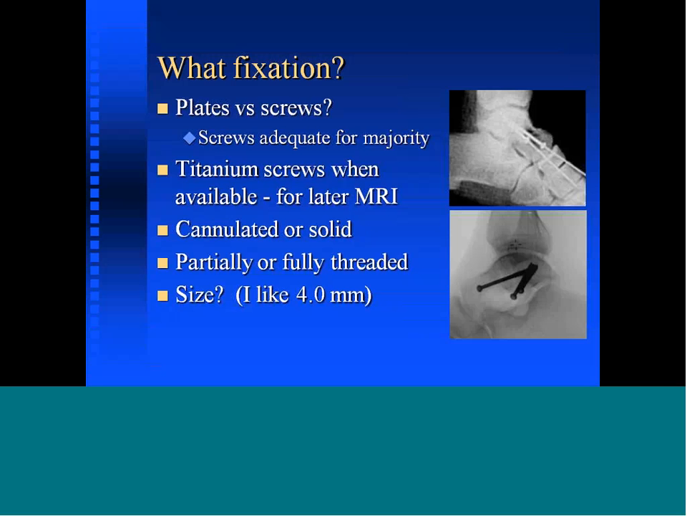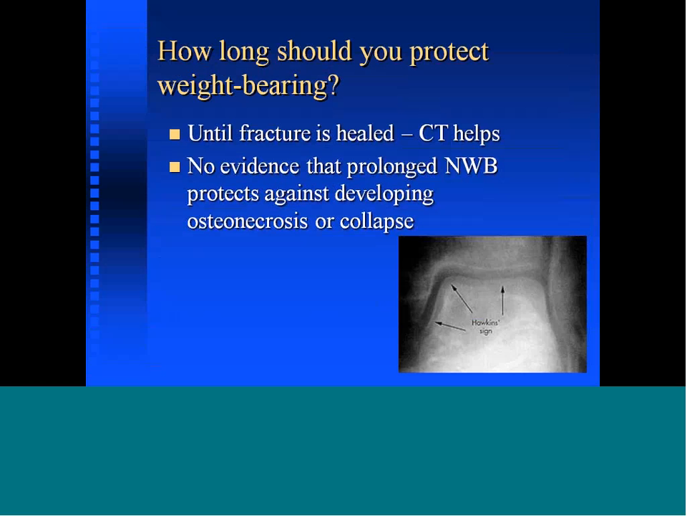Like we mentioned before, we'll use a partially threaded screw for a one plane fracture where we're trying to get compression. We'll use a fully threaded screw, usually in crossed fashion, if we're dealing with comminution. As far as the size is concerned, I mentioned this before as well, I do prefer the 4mm size, particularly if I'm using 2 screws.